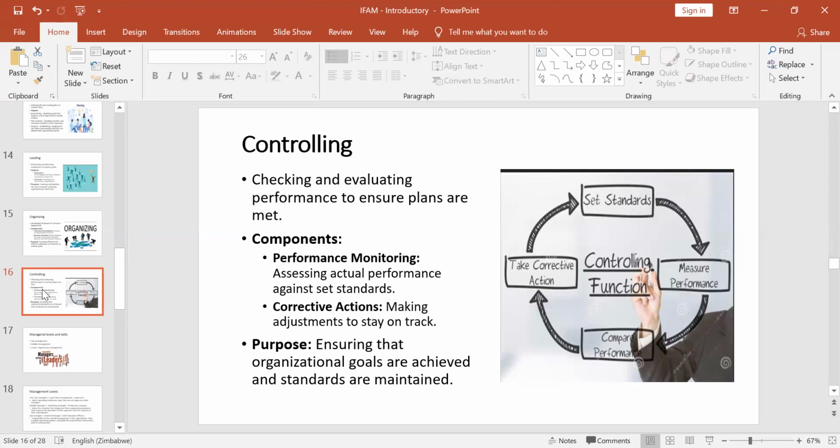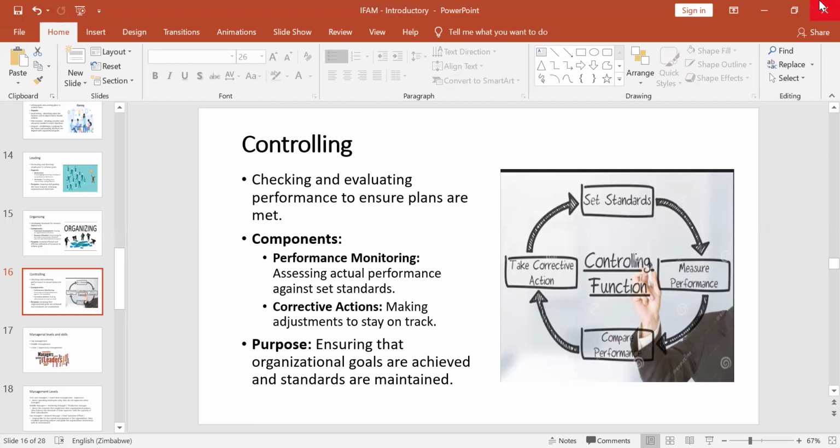As long as you can remember those four, and I'm going to make sure that you remember them because we'll do it through answering of possible likely questions, and this is a very likely question to come in the exam that has to do with controlling. So you need to know these four steps. And the purpose of controlling is to ensure that the organizational goals and standards are achieved. And not only are they achieved, but they are also maintained.